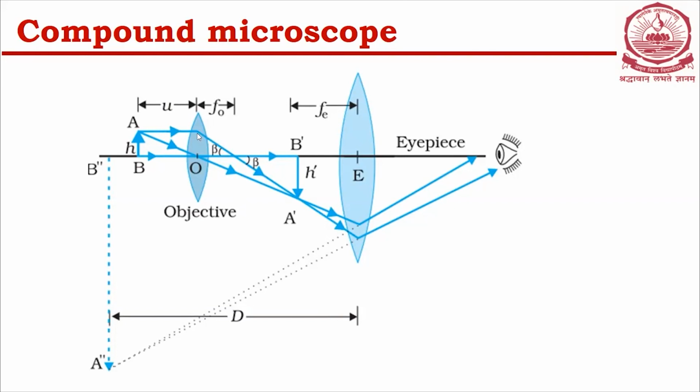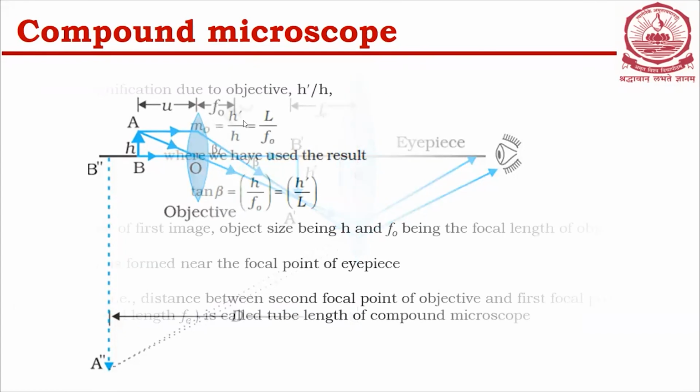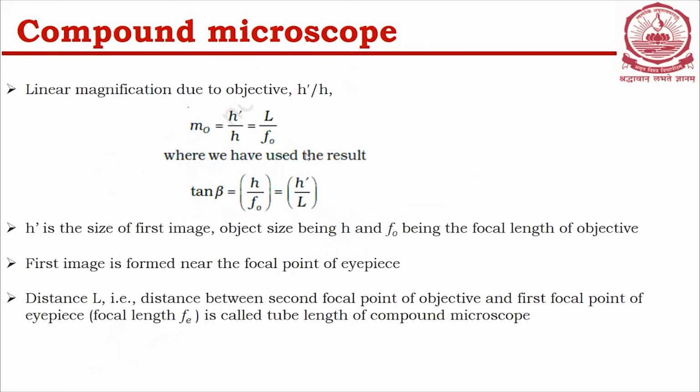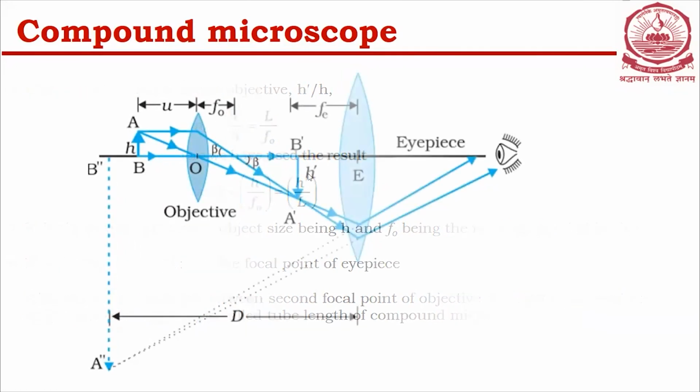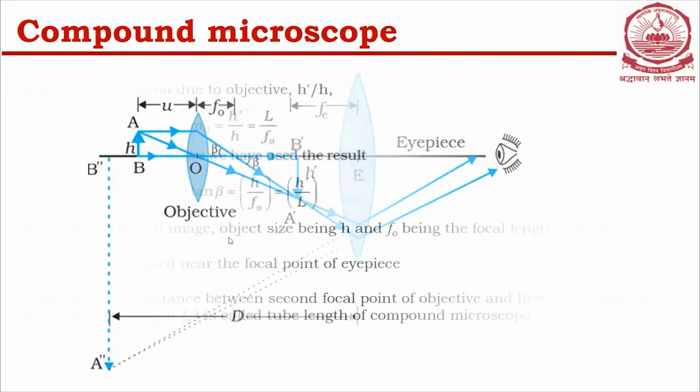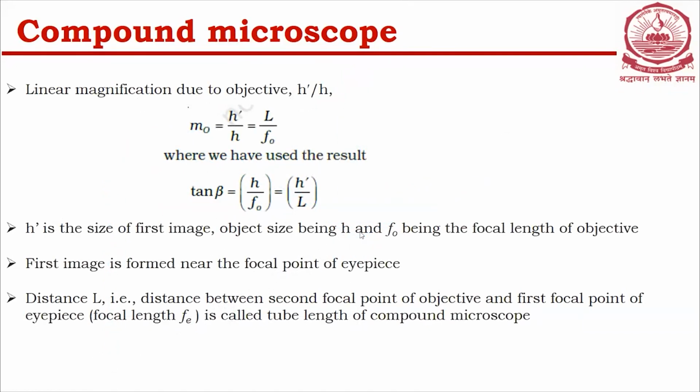So you can just see here. So this point is h actually, and this is beta. So tan beta is equal to h by f naught. So f naught is the focal length of the objective. And then what you have to do is that is nothing but h dash by L. Okay. So this is what your tan beta is. H dash is the size of the first image. Okay. And object size being h and f naught being the focal length of the objective.